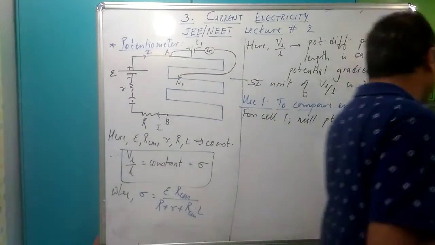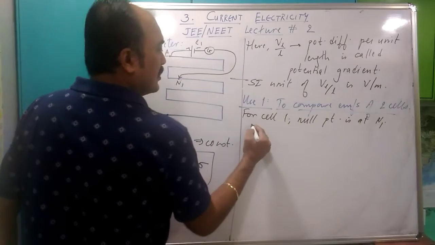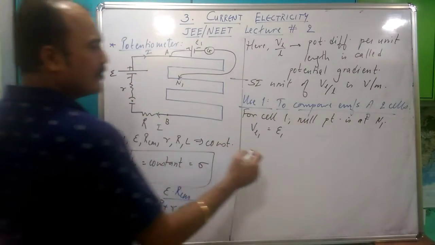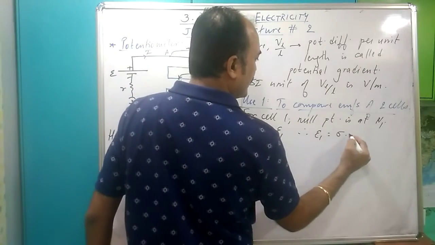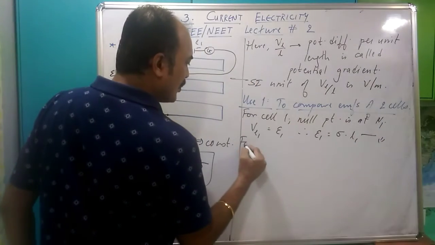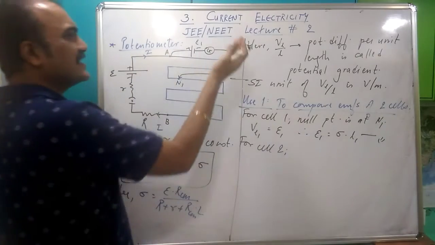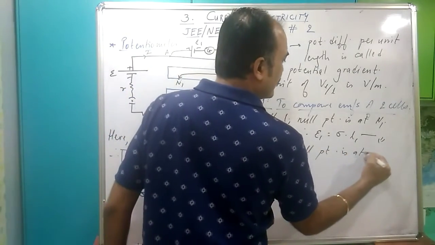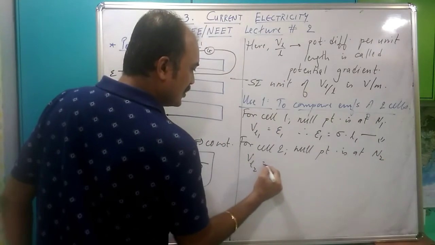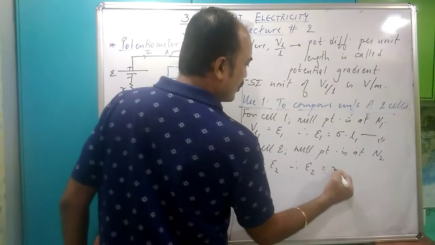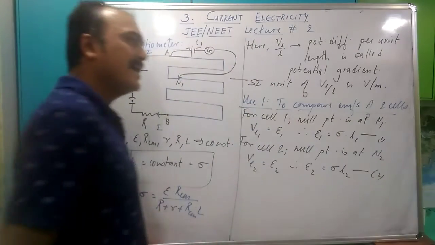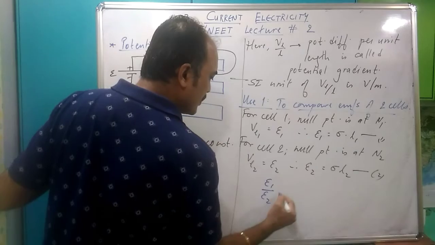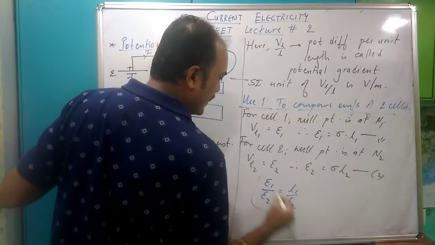So what happens now is VL1 is the same as epsilon 1, and VL1 is what? Sigma into L. So epsilon 1 is sigma into L1. Similarly for cell 2, we disconnect cell 1 and put cell 2. For cell 2, the null point is at N2. So VL2 is the same as epsilon 2, which gives me epsilon 2 is sigma into L2. And I divide 1 and 2, I get epsilon 1 by epsilon 2 is L1 by L2.